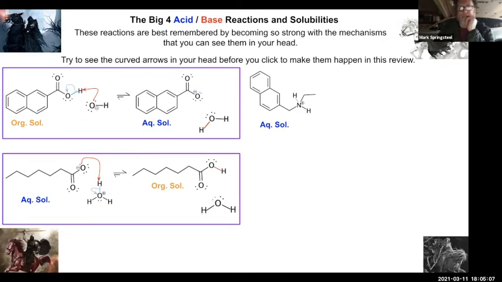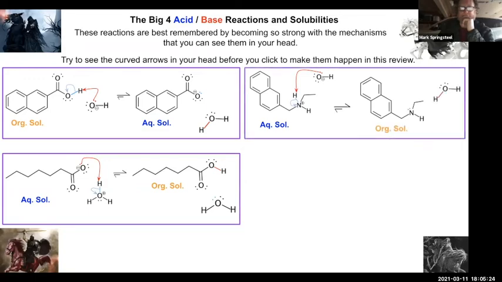And then what do I add to make it more organic soluble? The hydroxide. Yep. That's it. And now it's more organic soluble, right? I have a quick question. For the one that's aqueous soluble, the last one you did, well, I thought that would be organic because of the positive charge.